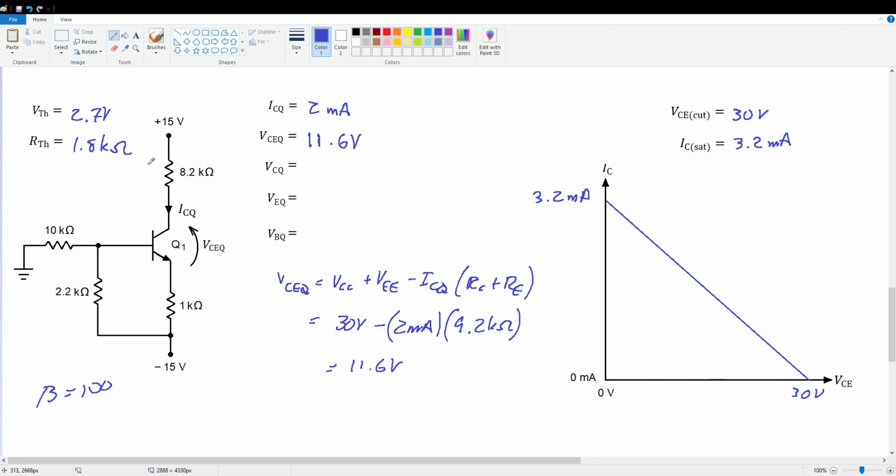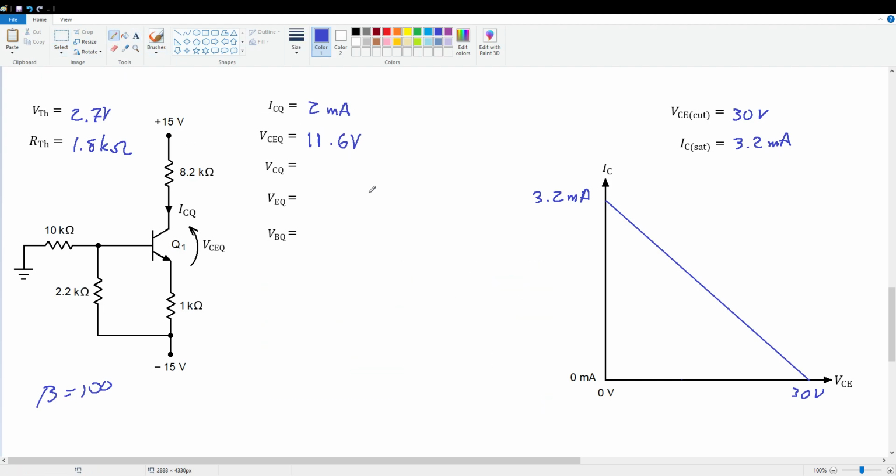Now remember, our NPN transistor always has to be in the first quadrant, so VCE has to be greater than or equal to 0, and IC has to be greater than or equal to 0. So we look good. We're in the first quadrant where we're supposed to be. Now I've asked for the collector voltage with respect to ground, emitter, and base with respect to ground at the Q point as well. So let's find those.